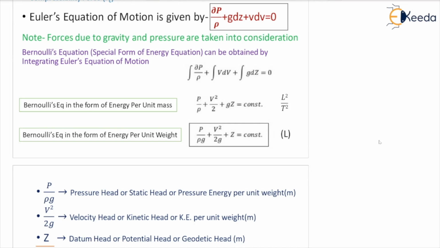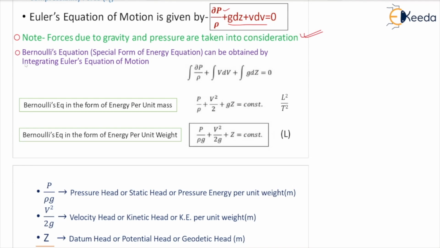In dynamics, Euler's equation of motion is given by dp/rho plus g dz plus v dv equal to 0. Here the pressure force dp and the gravity force g are taken into consideration, as given in the note also. Very important: forces due to gravity and pressure forces are taken into consideration.